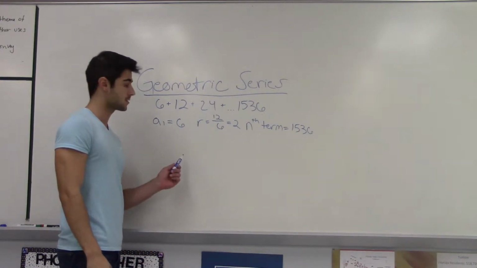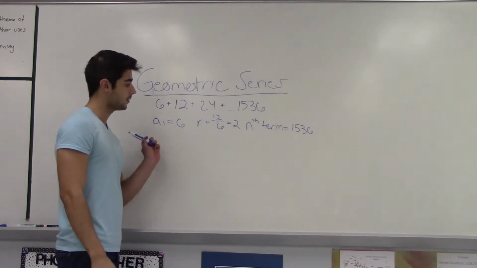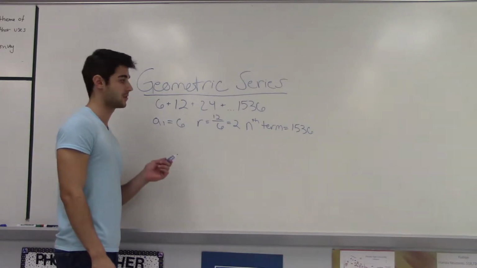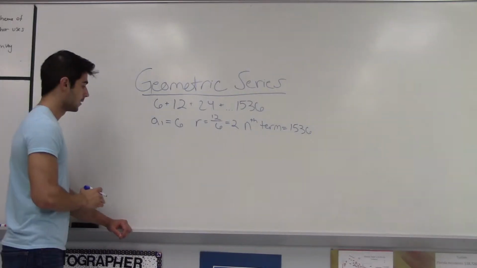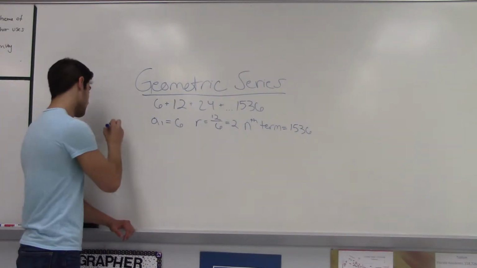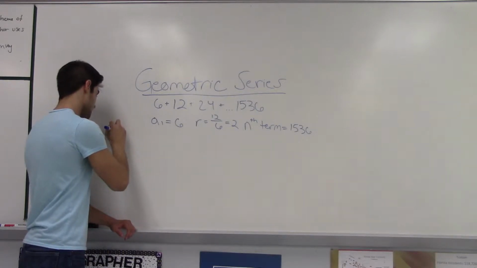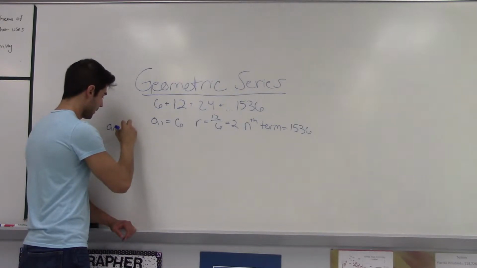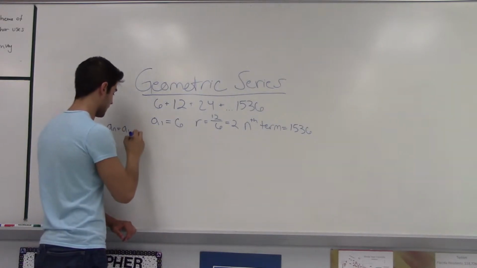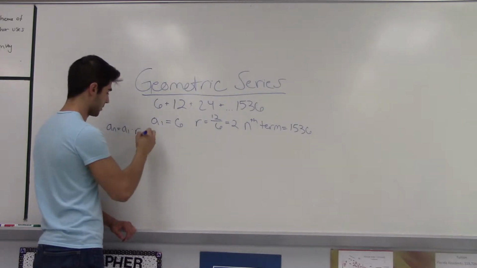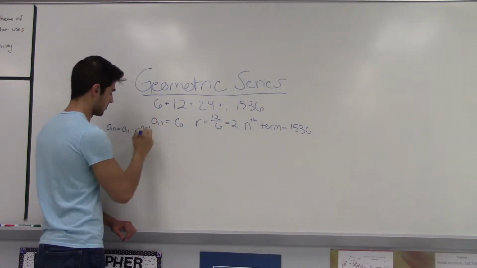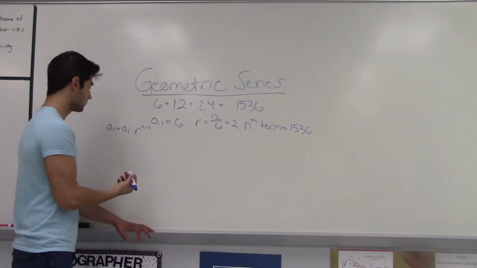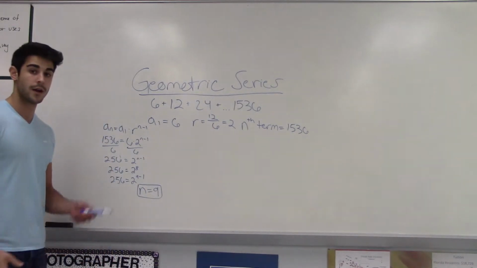Now, taking what we know from this, we have to plug some of this information into the explicit formula to try and solve for n. Now the explicit formula looks like this. a sub n equals a1, so our first term, times r, which is our common ratio, raised to the n minus 1 power. So we can plug in everything that we know. So, n equals 9.